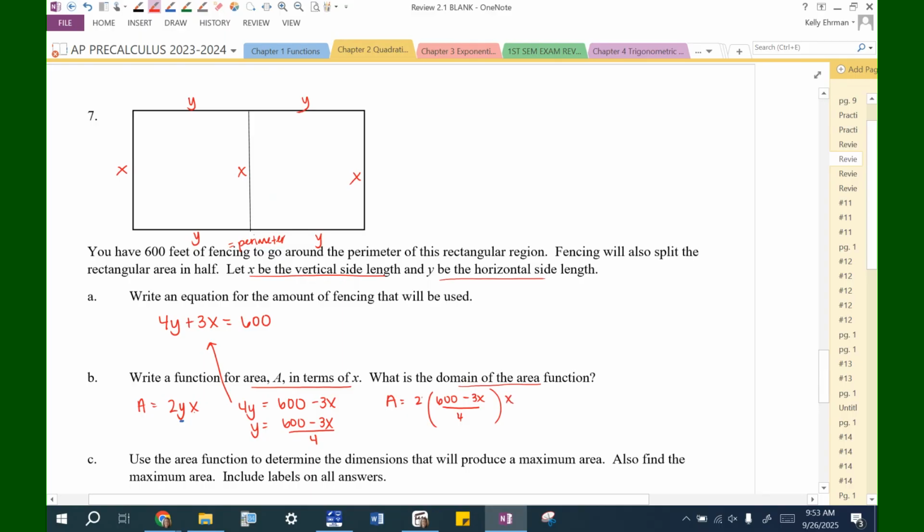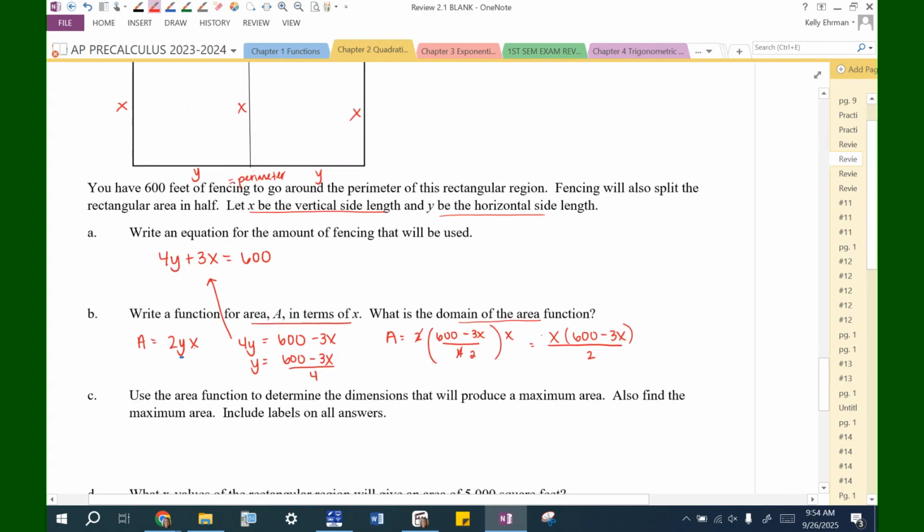I don't like having this all separate like that. I would like to reduce it a little bit. This is not required, but 2 over 4 reduces. So I can say area is, let's just put this x out here, x times (600 minus 3x) over 2. So here's my area function. I'm going to leave it like that.